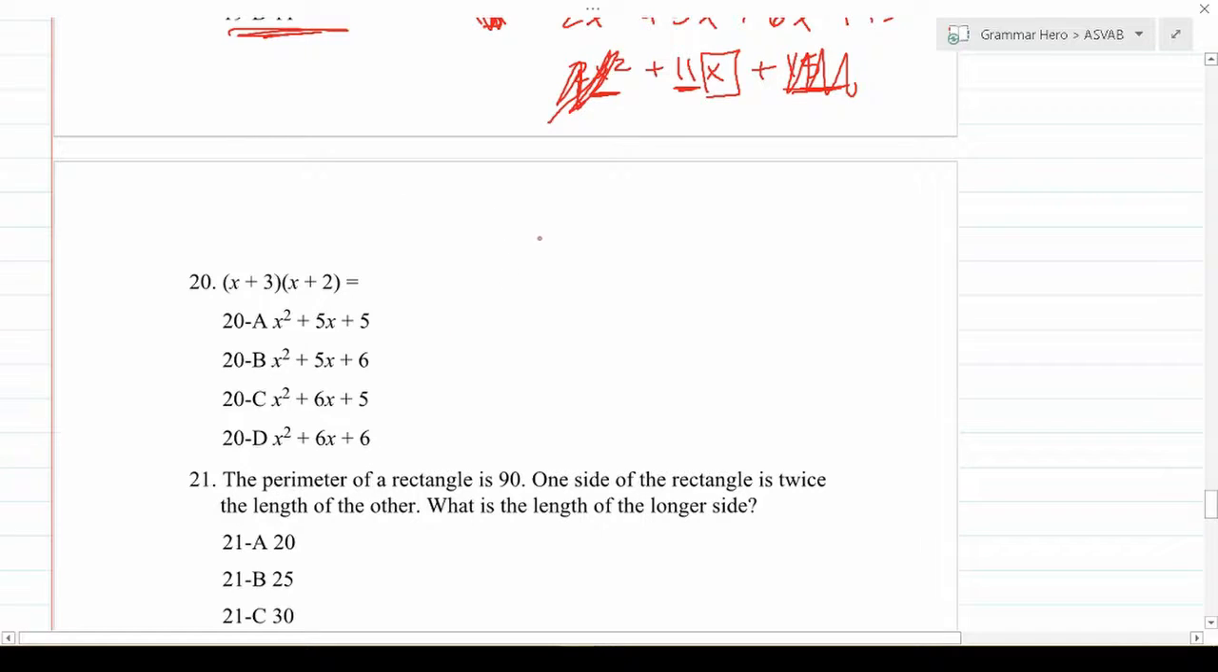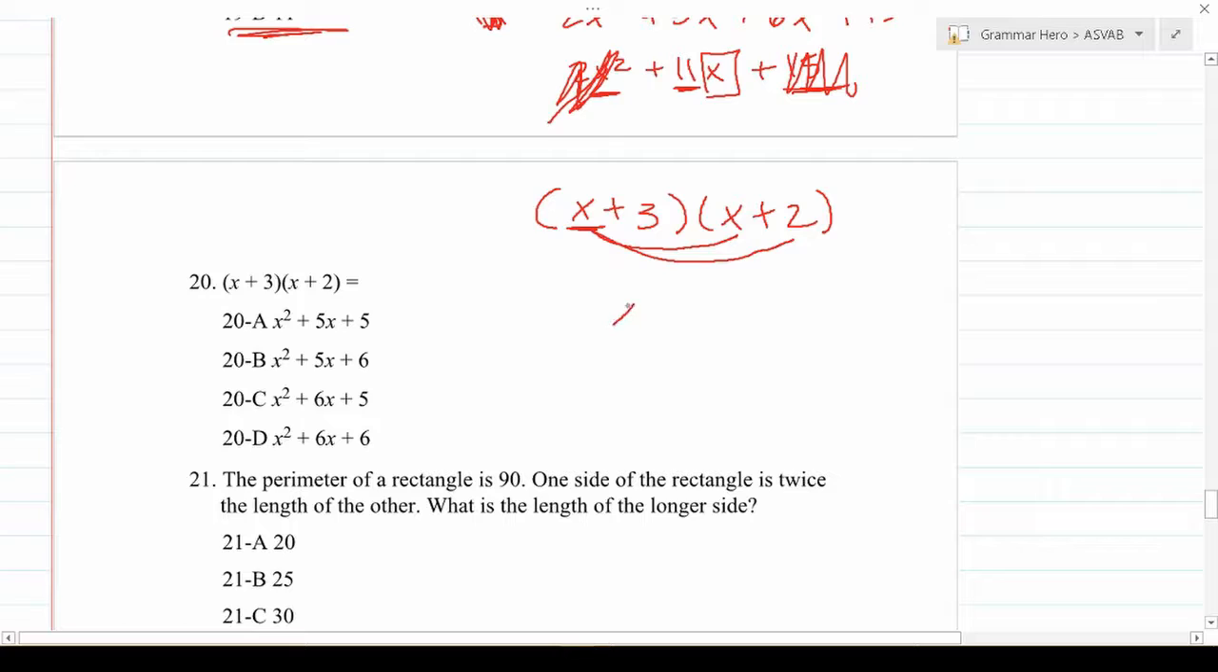Alright, so in the previous problem we used the FOIL method to solve it. So in this case we're going to do the same thing. That is, I'm going to take this x, multiply it here and here, take this 3, multiply it here and here. So let's do the x first. Again, we're going to multiply it there and there.